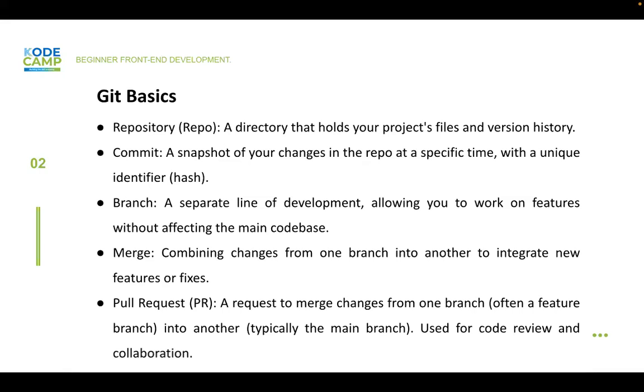From the repository, you can fetch, you can fork, you can do any other thing that has to do with your project on that repository. And then a commit is a snapshot of your changes in the repo at a specific time with a unique identifier. So these are some of the commands we are going to be using. We are using Git basics.